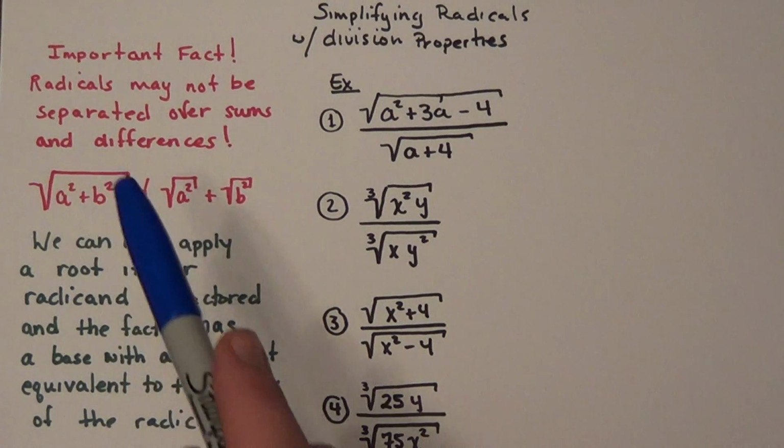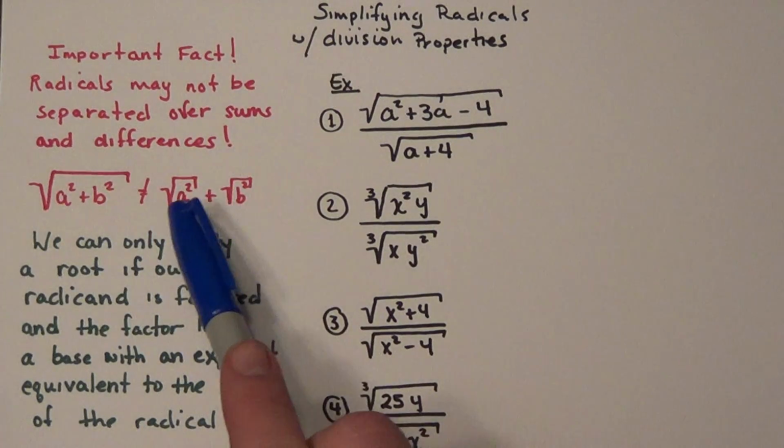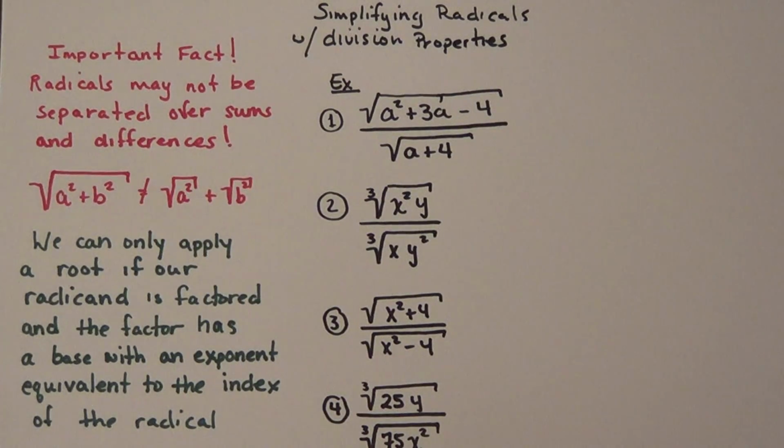So plug a number in for a, plug a number in for b. Over here, plug the same a and b in, and you will find that they will never simplify to be the same number. So it is extremely important, okay, that we understand this.